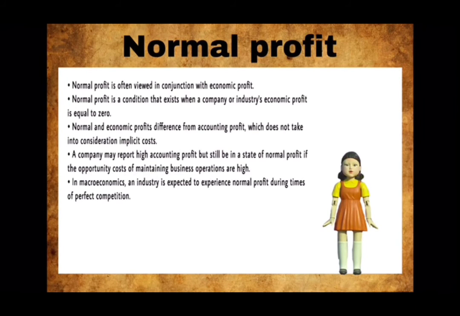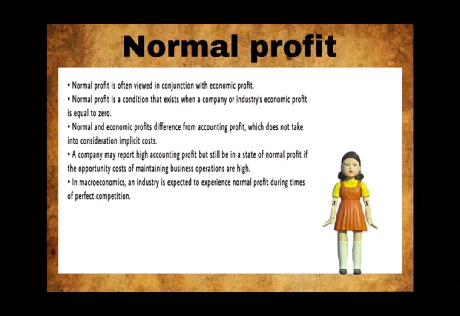Normal profit is a profit metric that takes into consideration both explicit and implicit costs. It may be viewed in conjunction with economic profit. Normal profit occurs when the difference between a company's total revenue and combined explicit and implicit costs is equal to zero. However, normal and economic profit differ from accounting profit, which does not take into consideration implicit costs.